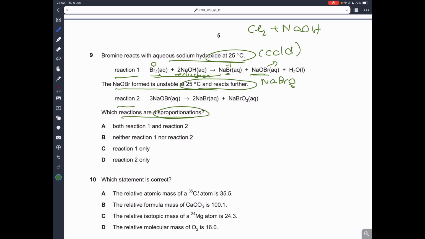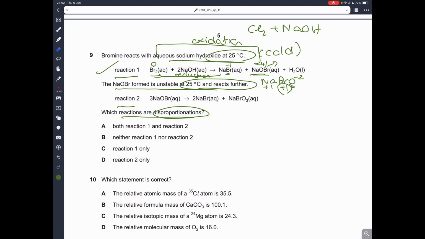And in here, sodium bromate... oxygen has an oxidation state of -2, sodium has +1, so bromine is also going to be +1, so that it all becomes neutral. So it's going to be +1. And this is oxidation. An increase in oxidation number is oxidation. Okay, so reaction 1 is definitely disproportionate, okay? How about reaction 2?